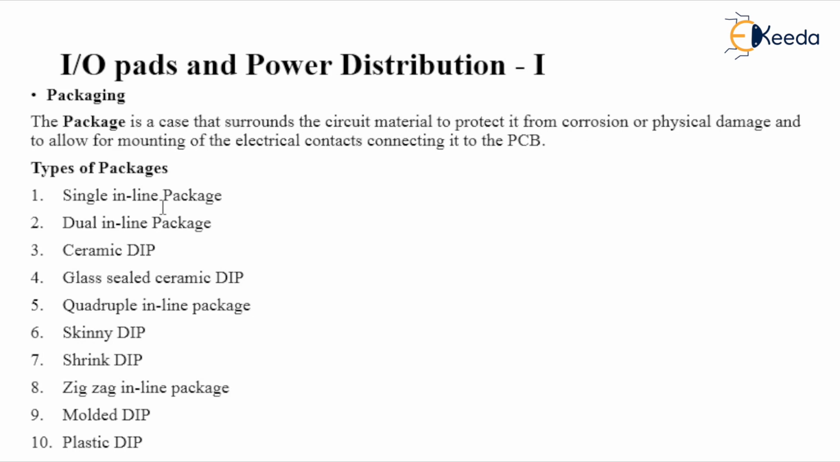So these are some types of packages. The first one is a single inline package, second one is a dual inline package, third one is ceramic dual inline package, fourth one is glass sealed ceramic dual inline package, fifth one is a quadruple inline package, sixth one is skinny dual inline package, seventh one is a shrink dual inline package, eighth one is a zigzag inline package, ninth one is a molded dual inline package, and the tenth one is a plastic dual inline package. So these are the different types of packages.